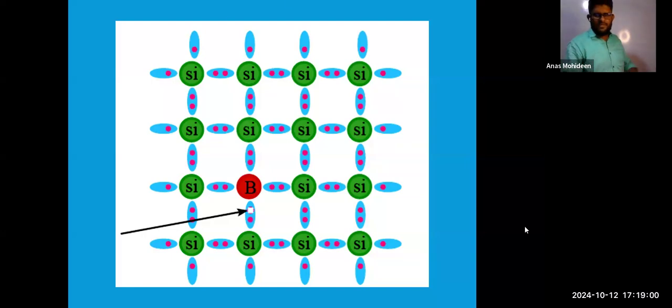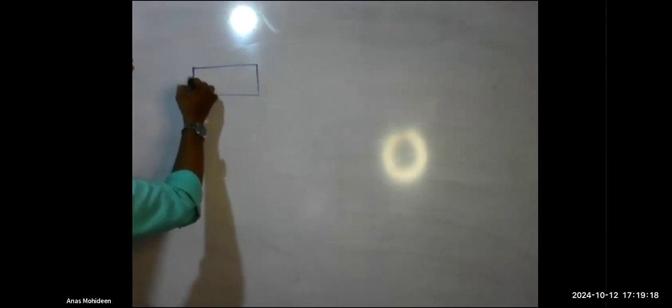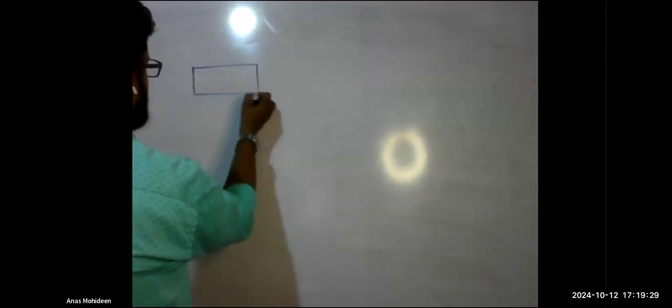Now you see, you learned about both P and N, right? Two types of semiconductors we learned. What are the two types? One is intrinsic, the other one extrinsic.